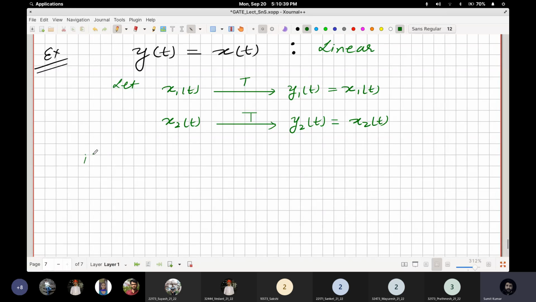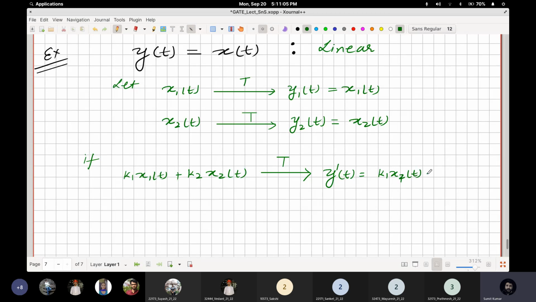So if I apply k1 x1(t) plus k2 x2(t), let's say that the output in this case is going to be y'(t), then y'(t) is going to be equal to your input only. And what is the input? k1 x1(t) plus k2 x2(t).